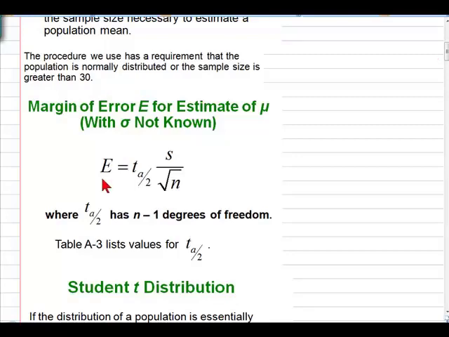This is how we calculate the error with a t sub alpha over 2. T comes from a t distribution. It's called student's t, and it has n-1 degrees of freedom. s is our sample standard deviation. If sigma is unknown, we have to use the sample standard deviation.